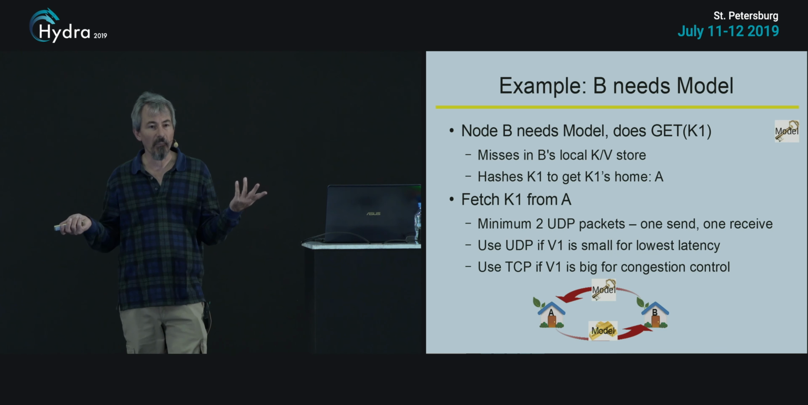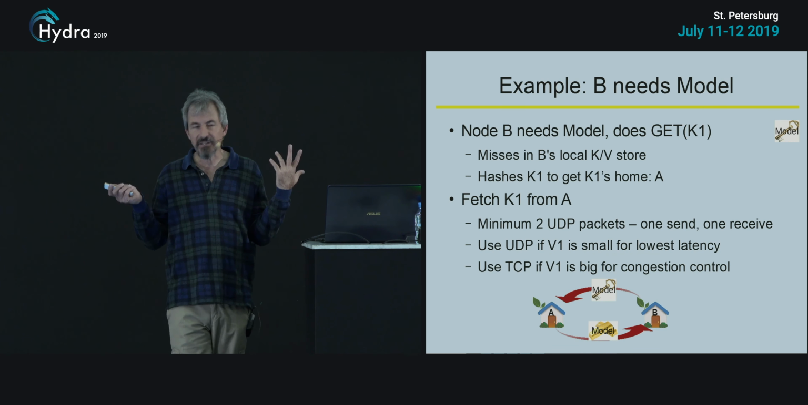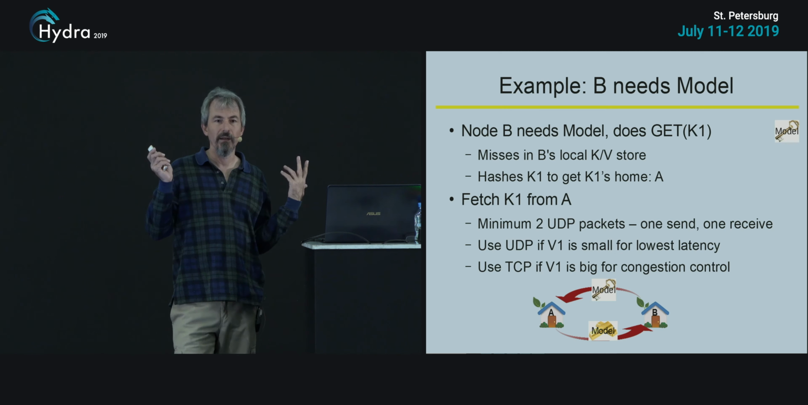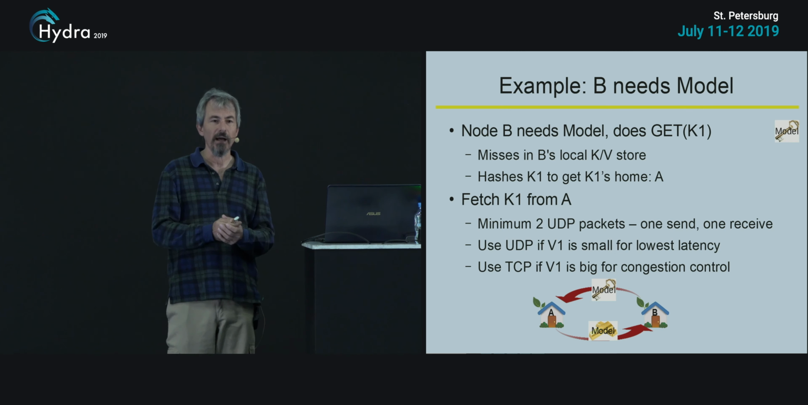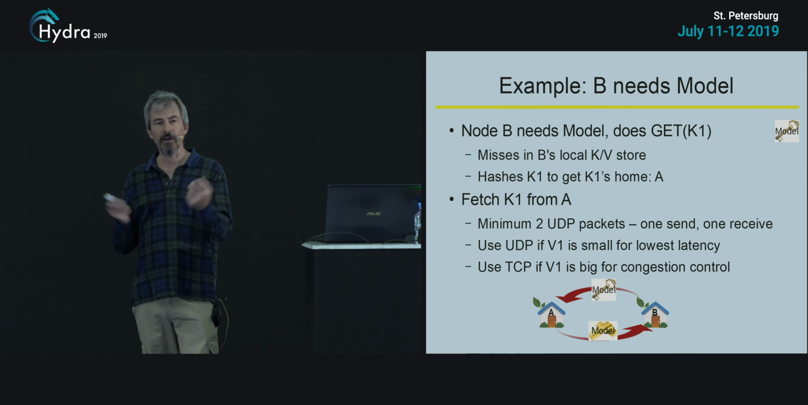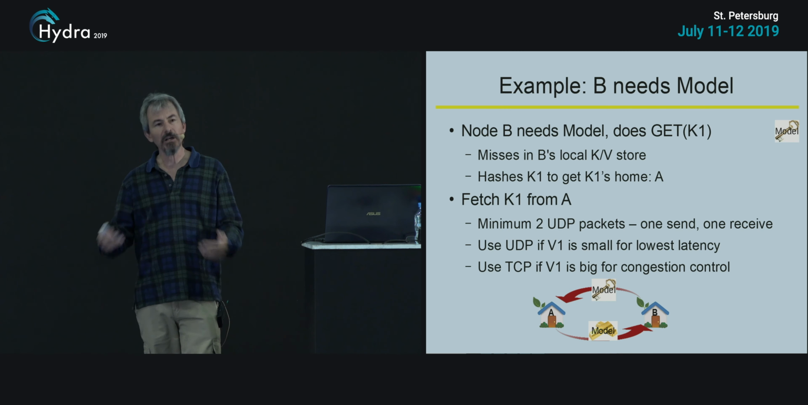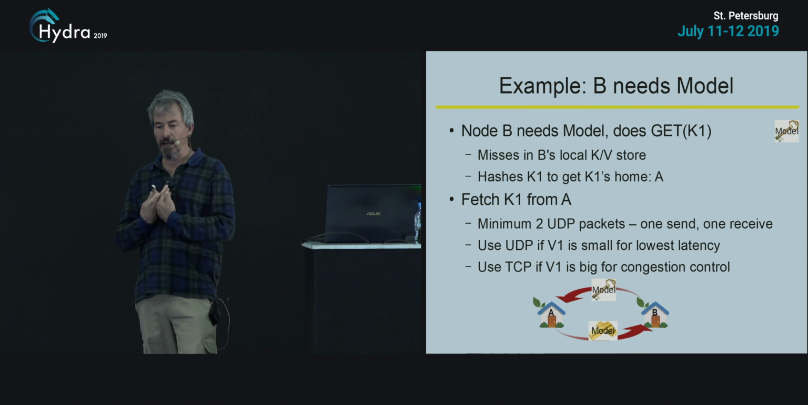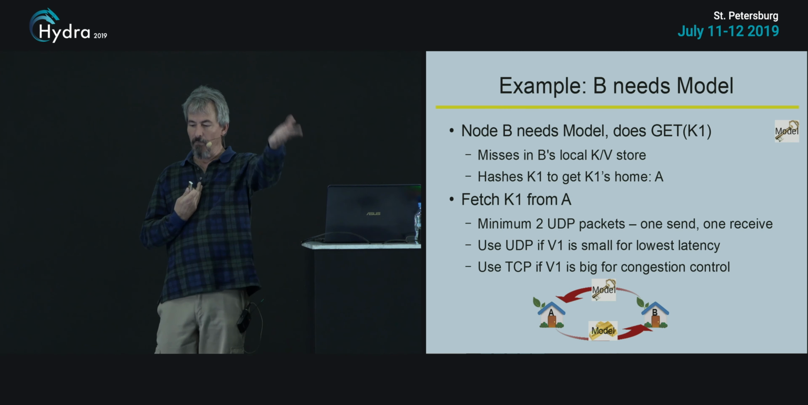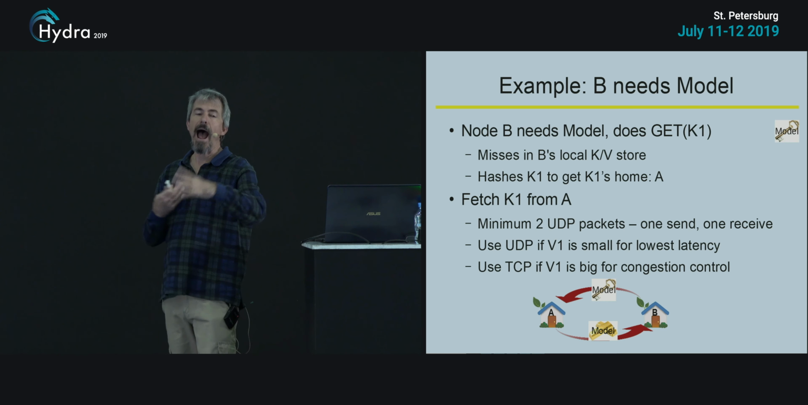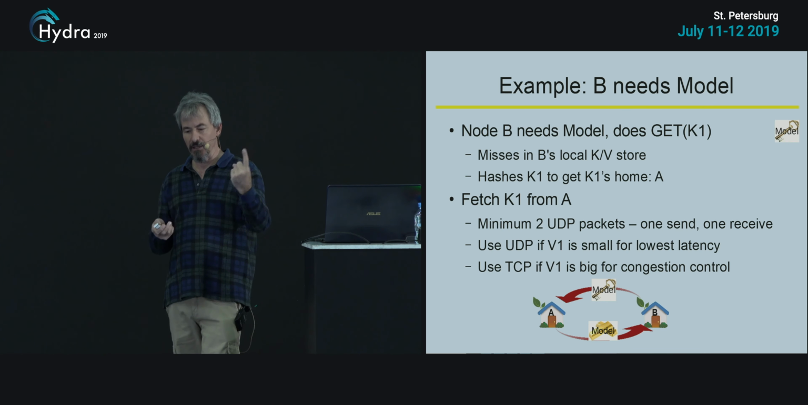Somebody wants to get a copy of the model. So let's start with B here. B says, I've been told to go run the error metrics on this model. I have the key, the name of the model. I don't have the model. So go get the model. Well, I look in my local cache. I miss. I have to go to home A. So I'm going to go to A. How do I get there? I hash the key. It tells me it's node A.